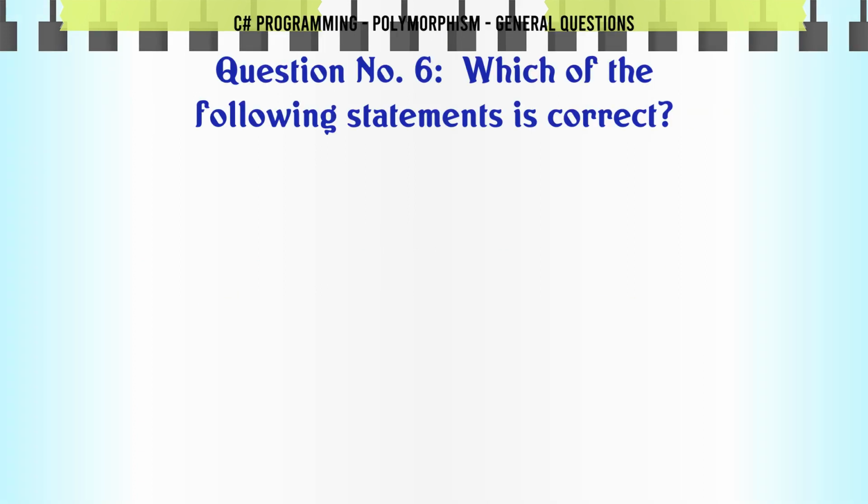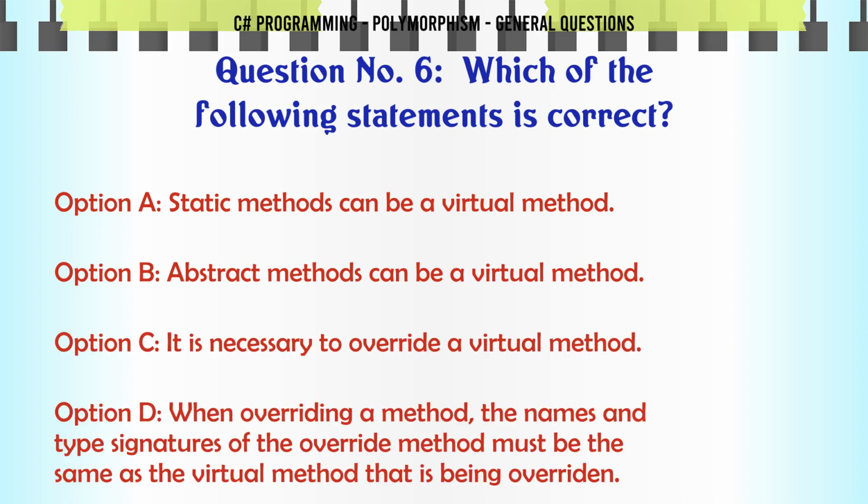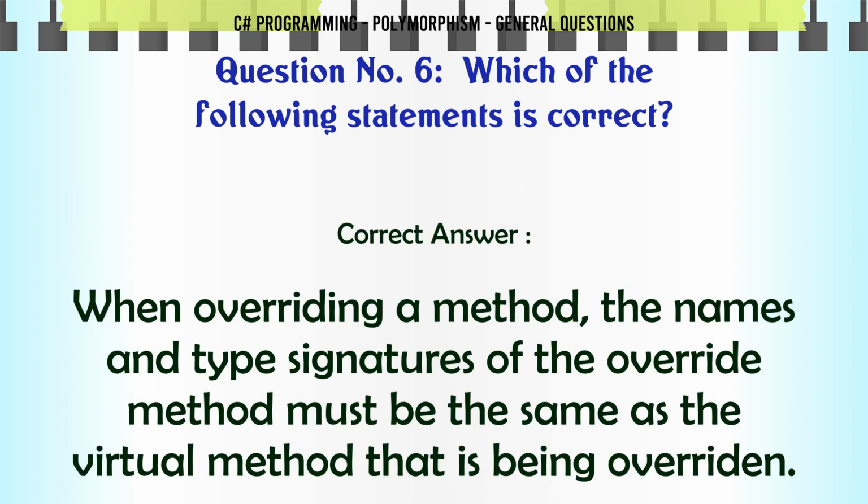Which of the following statements is correct? A. Static methods can be a virtual method. B. Abstract methods can be a virtual method. C. It is necessary to override a virtual method. D. When overriding a method, the names and type signatures of the override method must be the same as the virtual method that is being overridden. The correct answer is when overriding a method, the names and type signatures of the override method must be the same as the virtual method that is being overridden.